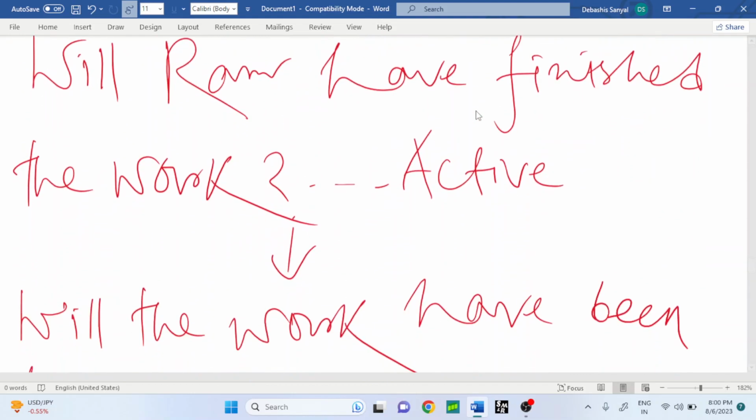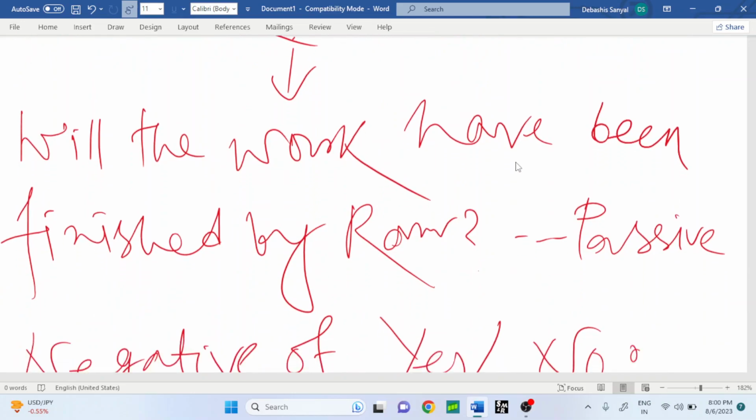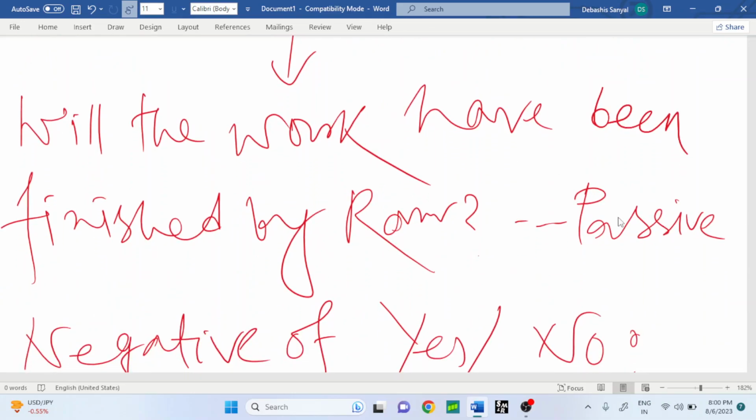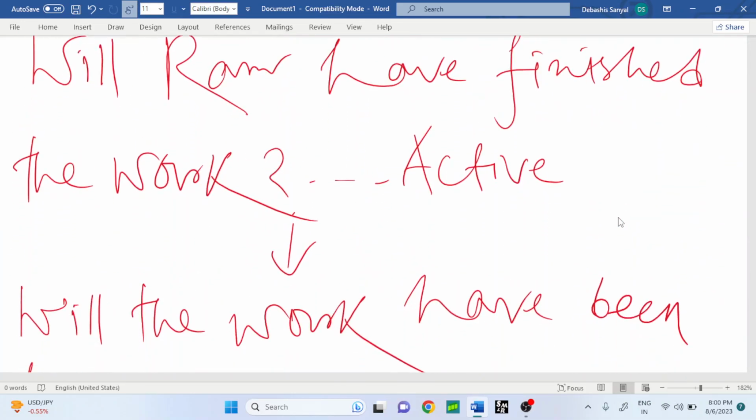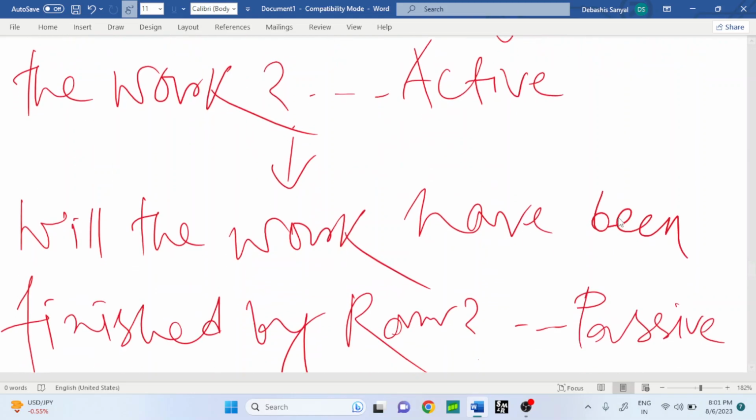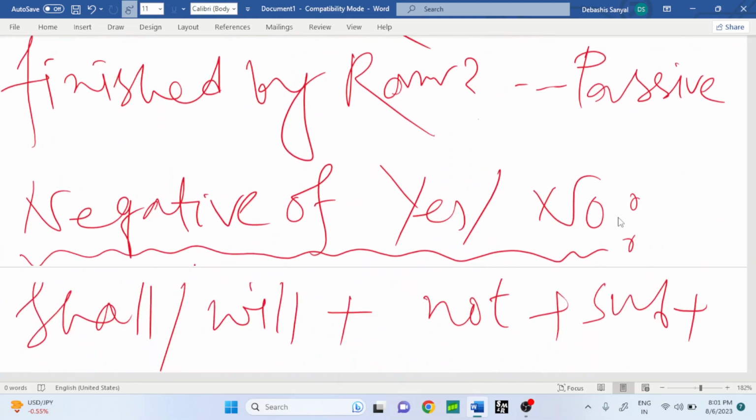Passive. Will Ram have finished the work? Will the work have been finished by Ram. Next one. It's an active one, and the very passive one. Will the work have been finished by them?